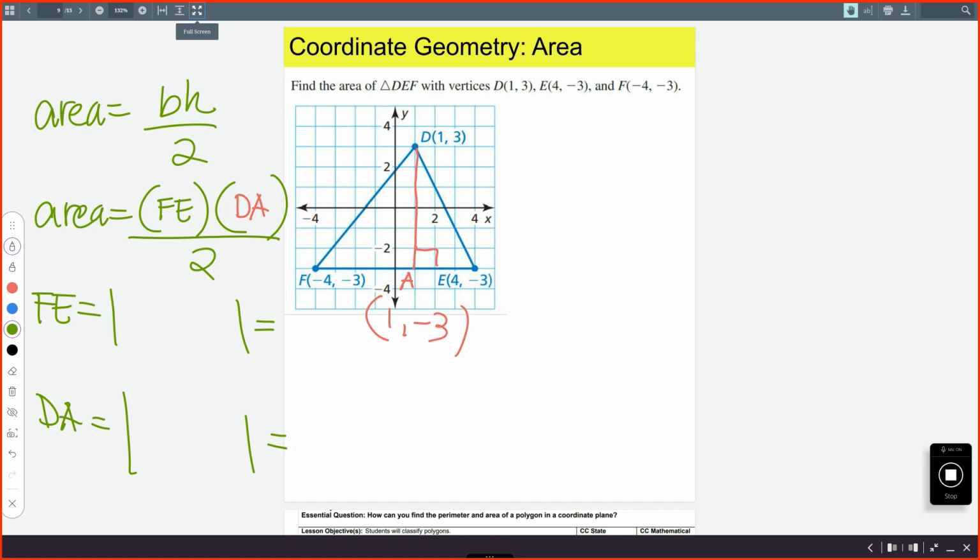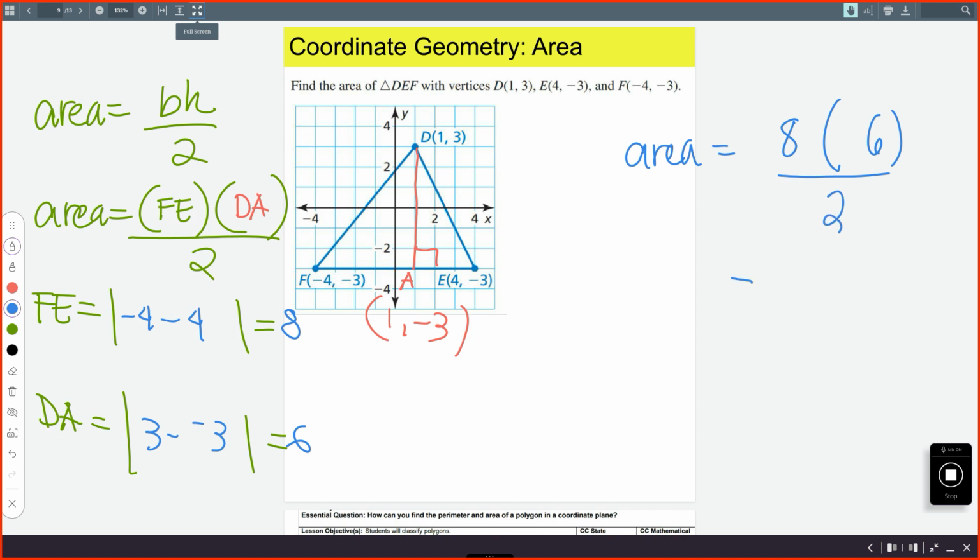Okay. So what two numbers do we pair up for FE? Negative 4, take away 4. Final answer? 8. What do we pair up for DA? Okay, so 3, take away negative 3. Final answer? 6. Okay, so now we're ready to find the area. So area equals FE is 8, DA is 6. We divide by 2. Final answer? 24. And then we put square units for area.